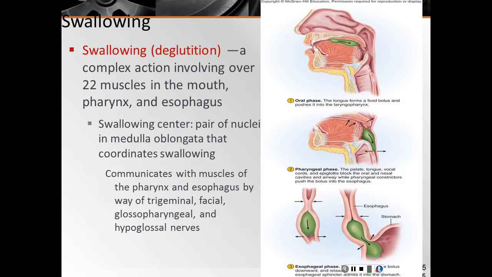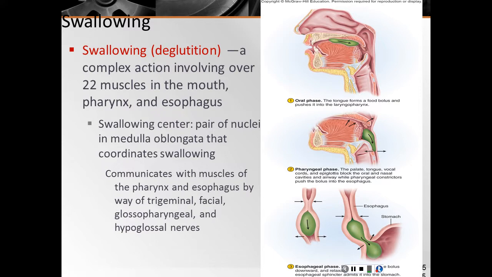Now let's look at swallowing. Swallowing involves over 22 muscles in the mouth, the pharynx, and the esophagus, and is coordinated by the swallowing center in the medulla oblongata.